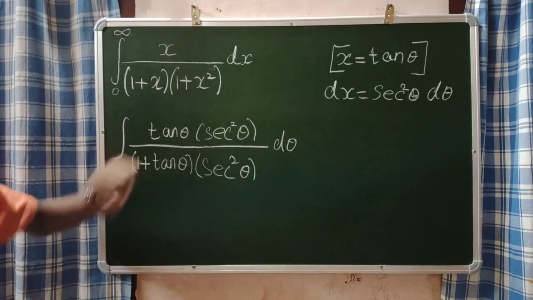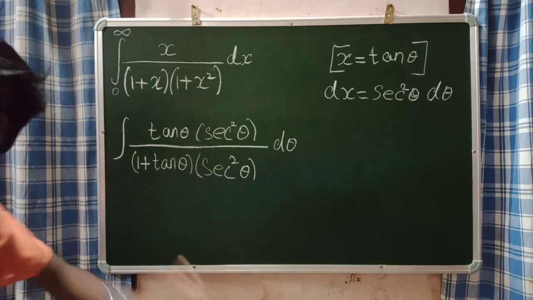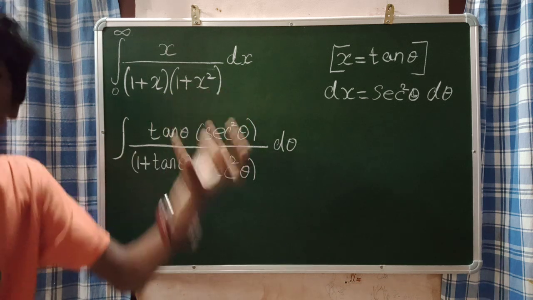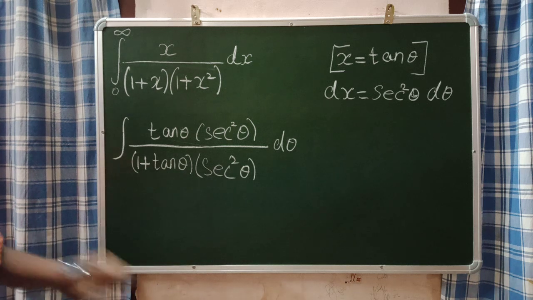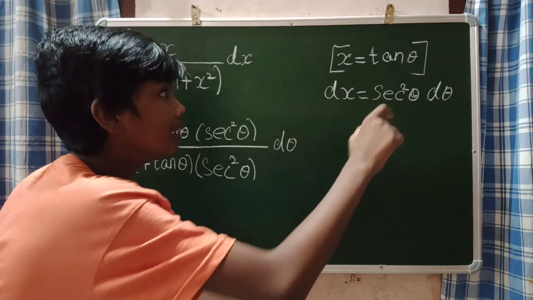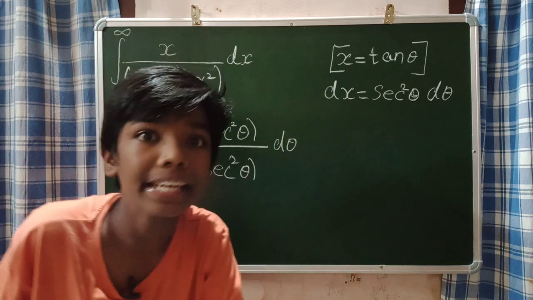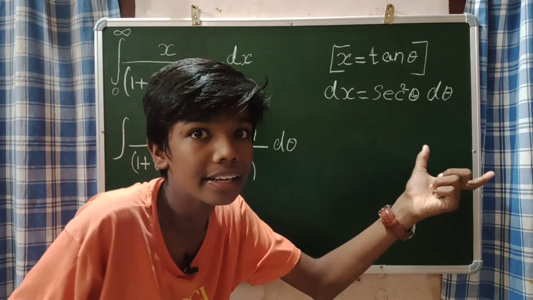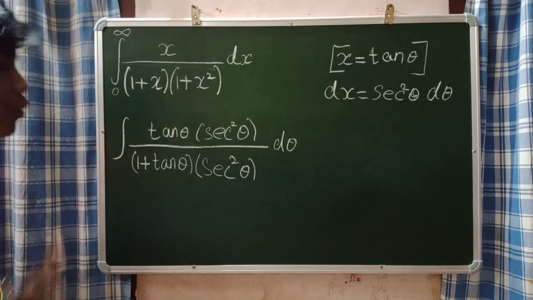Now what will be the limits? Will the limits be 0 to infinity? Will the limits be the same as 0 to infinity? Absolutely not, guys. The limit must vary. Why it should vary: I'm putting x as tan theta. If I'm putting x as any expression, your limit must vary based on the expression which you are putting.